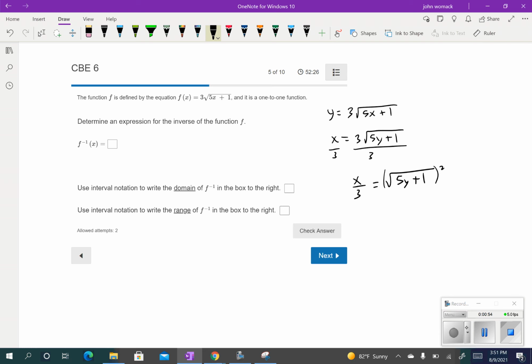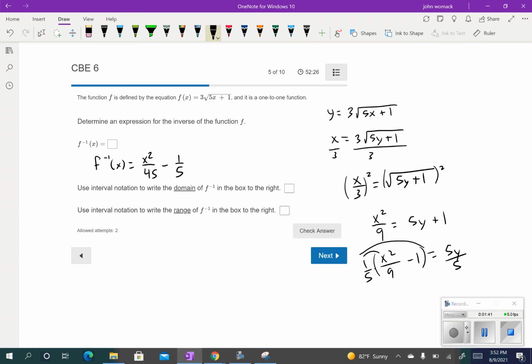I'm going to square both sides. So that would be x squared over 9 equals 5y plus 1. I'm going to minus the 1 over, and divide by 5. Now when you divide by 5, this is a little bit tricky. You could divide the whole thing by 5, or I could times by a fifth on both of them. That may be the easier way to think about this one. So you end up with the inverse of f is equal to, when I times that 1/5 through, x squared over 45 minus, times that 1/5 through. Okay. That is the inverse of f of x.